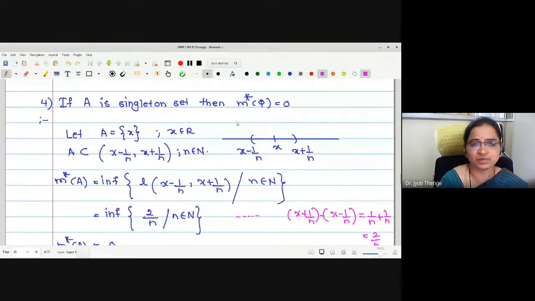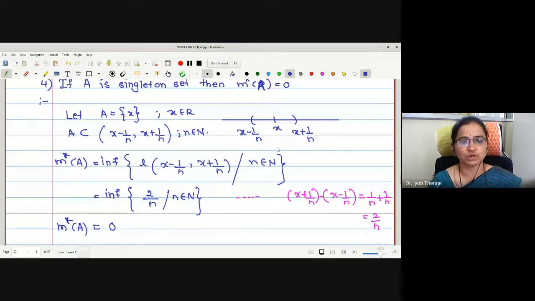Here I have written by mistake that it is 5. What should it be? n star of A is equal to 0.